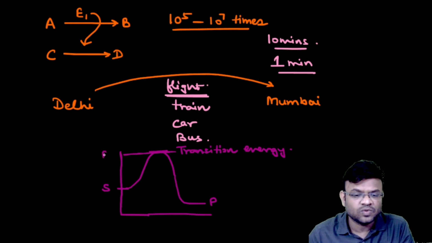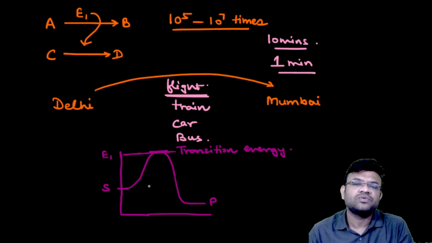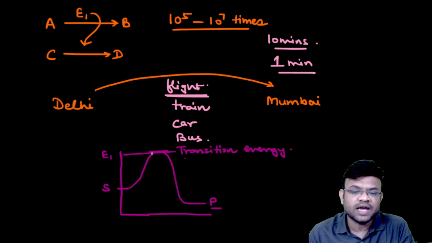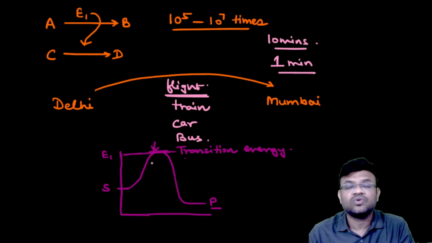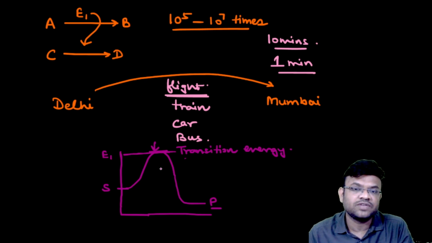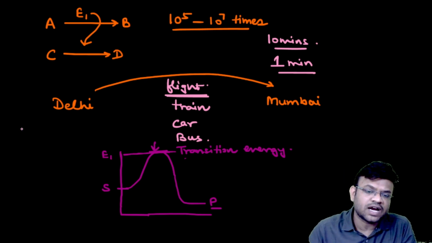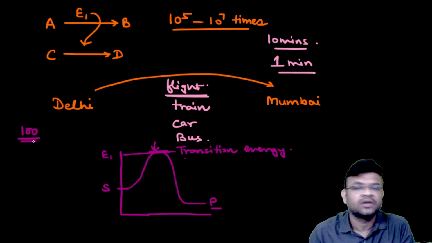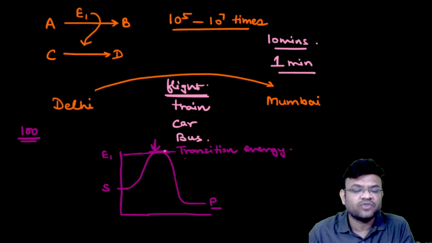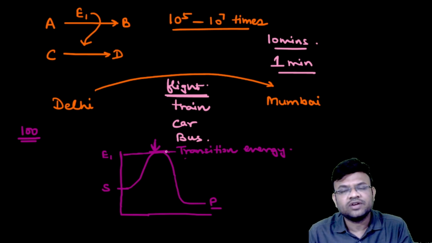Let us say energy 1. So only those substrate molecules that have this amount of energy will be converted into product, because they have to cross this energy barrier. This is an energy barrier over here, so this has to be crossed. Now let us say we started with 100 substrate molecules. Obviously, out of 100 substrate molecules, very few will have this amount of energy so that they can get converted into products.